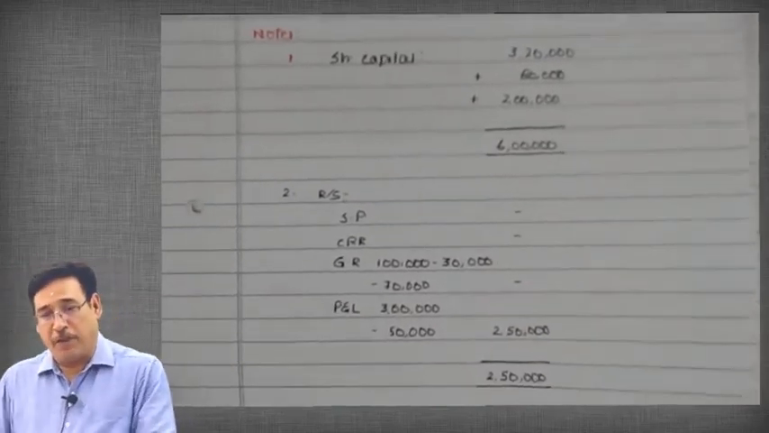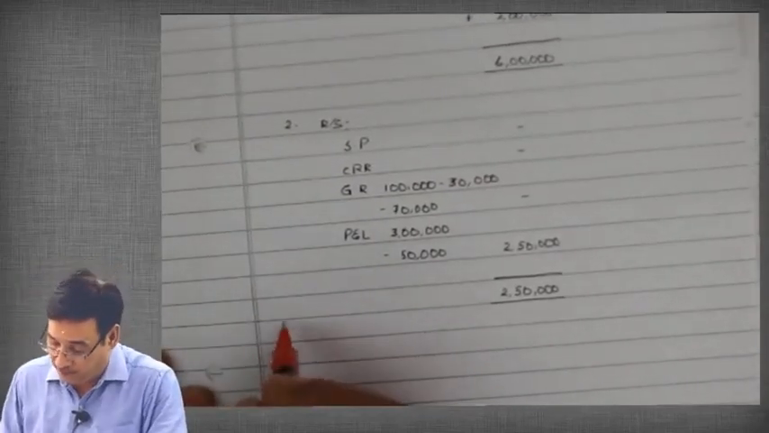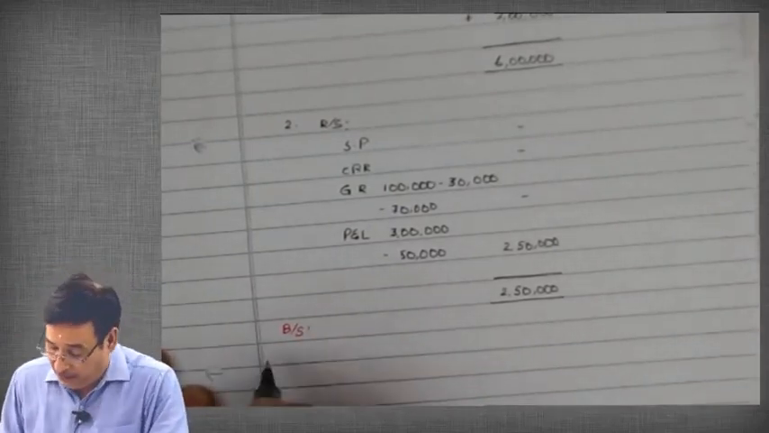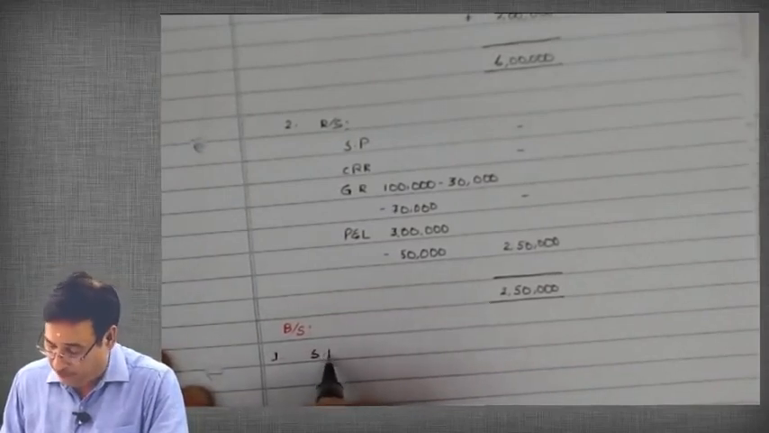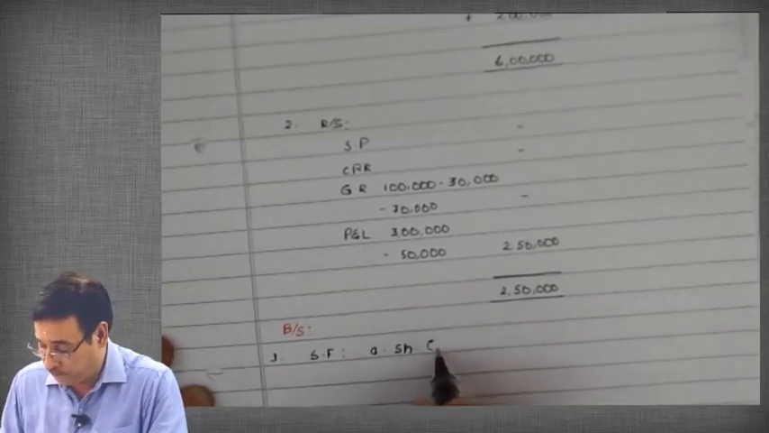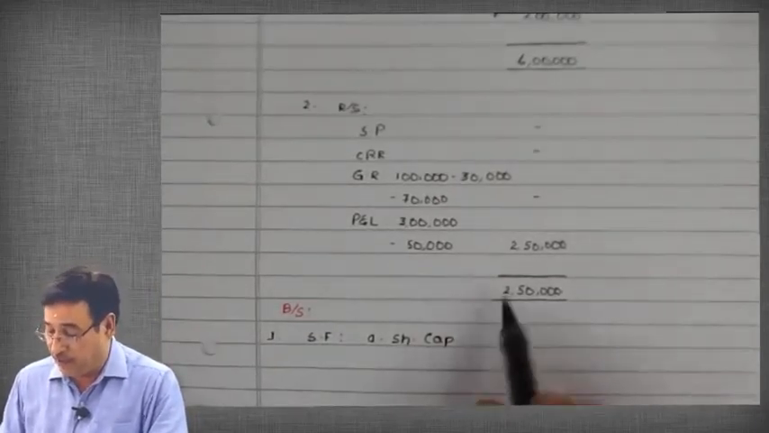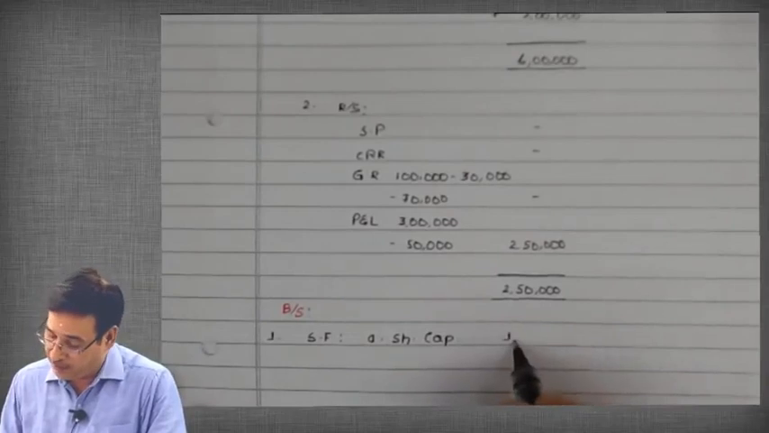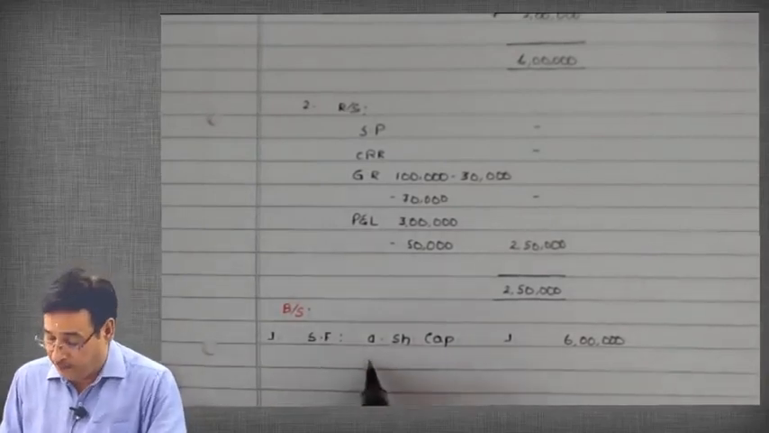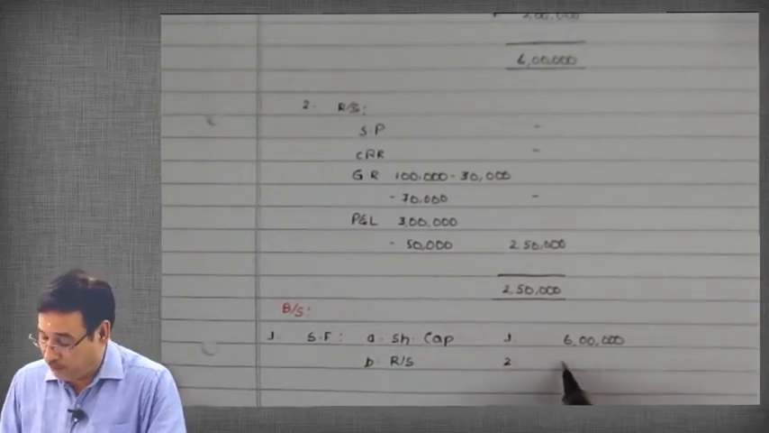If you intend to prepare the balance sheet, you can do so. Now we will pick up the balance sheet also. In the balance sheet, shareholder fund we write first, then we write A, share capital. How much is share capital? Share capital balance now as per note number 1 is 6 lakh. Correct? Then reserve and surplus, note number 2, 2,50,000.